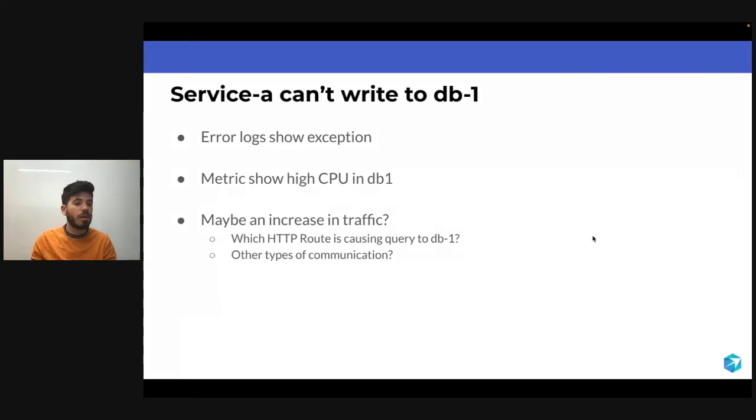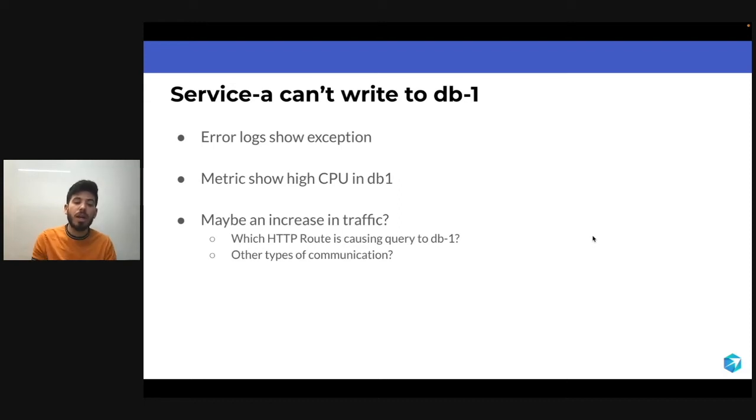Okay, so we're looking at our metrics. We have Prometheus collecting metrics, so we can look at the CPU. And we can see that there's a very high CPU in DB1. But how do we know what is causing this increase? What is causing this CPU increase? Maybe it's an increase in traffic, but what exactly? Can we know what route is specifically causing this CPU increase?